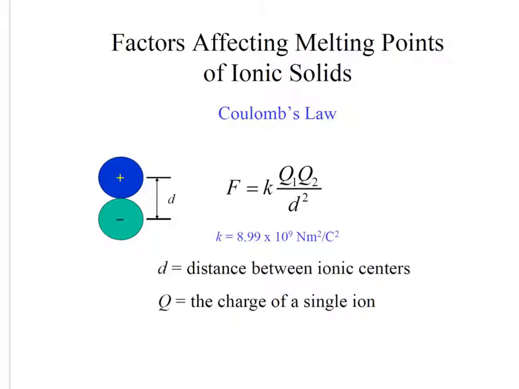From Coulomb's equation, we can see that melting point increases as the charge of the ions increases, it's your numerator, and as the distance between the ions decreases, your denominator. You need to be able to use this equation to make predictions about the melting points of different ionic compounds. The stronger the force of attraction between ions, the higher the melting point. And this formula is not given on your formula sheet on the AP exam, so you have to know it.